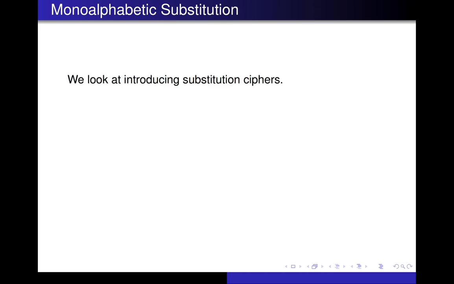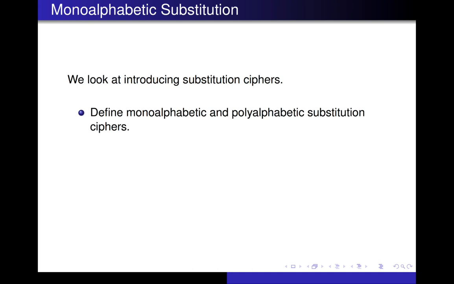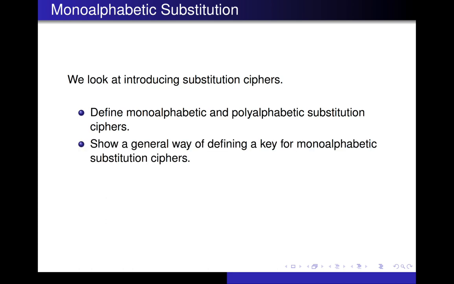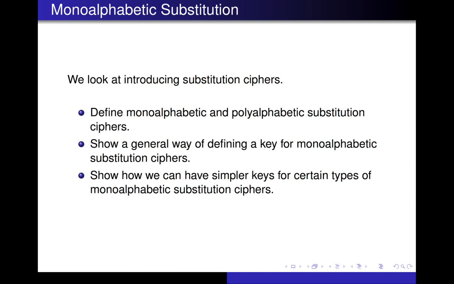In this video, we're going to talk about substitution ciphers. So the first thing we're going to do is define both monoalphabetic substitution ciphers and polyalphabetic substitution ciphers. Then we're going to concentrate on monoalphabetic substitution ciphers and show a general way of defining keys for these ciphers. And finally, we're going to show how we can have simpler keys for certain types of monoalphabetic substitution ciphers, particularly ones with a simpler structure.